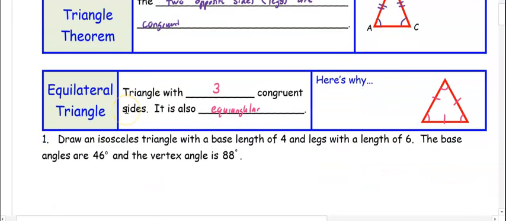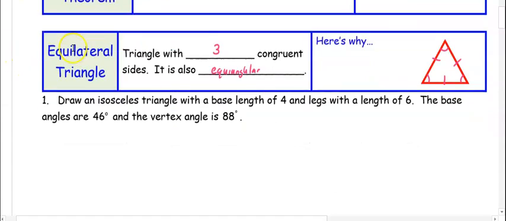In an equilateral triangle, a triangle that has three congruent sides, all equilateral triangles are equiangular because if all three sides are congruent, the opposite angles would be congruent. So we'd have three congruent angles. 180 divided by 3 would get us 60 degrees for all of those. So let's use these properties to solve using isosceles and equilateral triangles.